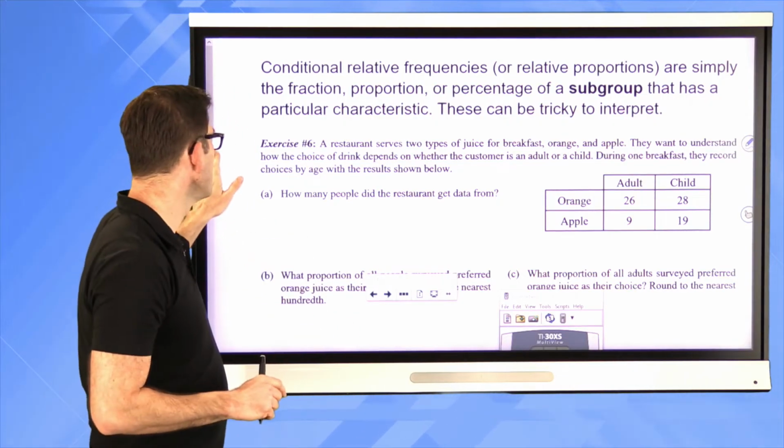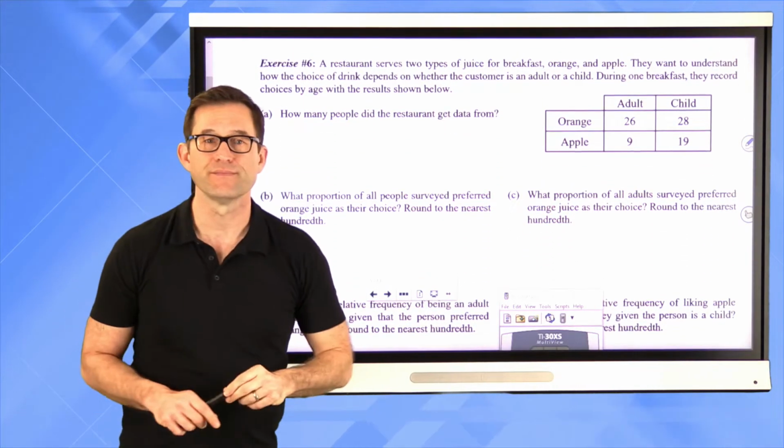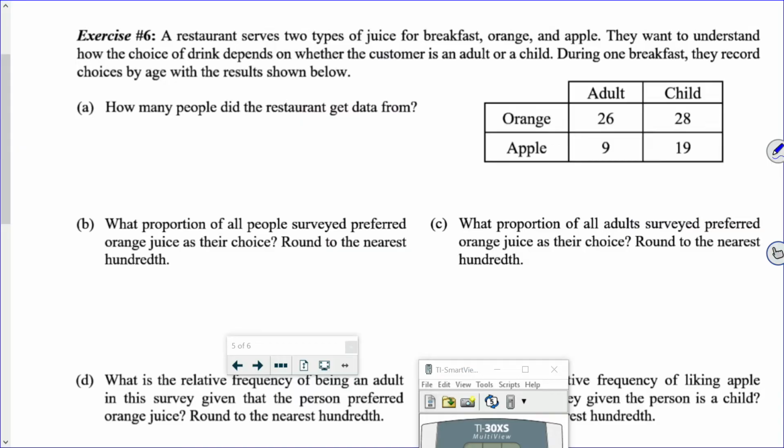So let's take a look at exercise number 6. A restaurant serves 2 types of juice for breakfast, orange and apple. They want to understand how the choice of drink depends on whether the customer is an adult or a child. During one breakfast, they record choices by age with the results shown below. Okay, this is cool. Let's talk about this a little bit.